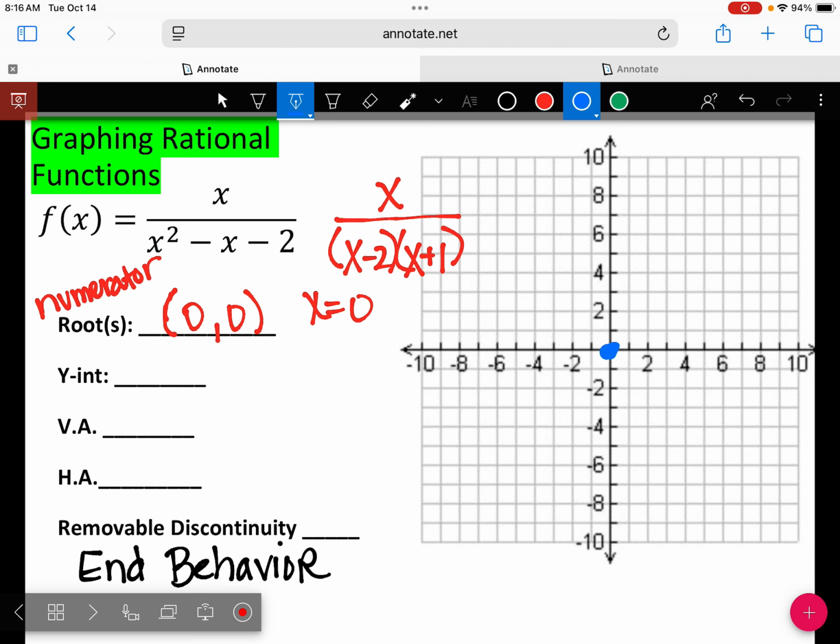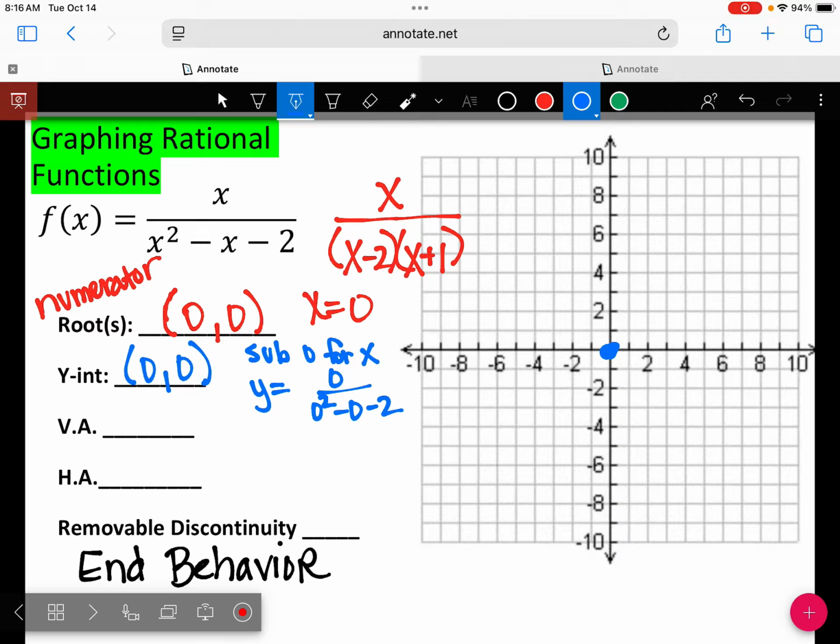To find the y-intercept, you always substitute in 0 for x. That's how you do that. You're going to sub 0 for x. So that would be y equals 0 divided by 0 squared minus 0 minus 2. And what do you think you're going to get? Hopefully we're not typing that in our calculator. Because 0 divided by any number is going to give you what? 0. So that means our y-intercept is also (0, 0).